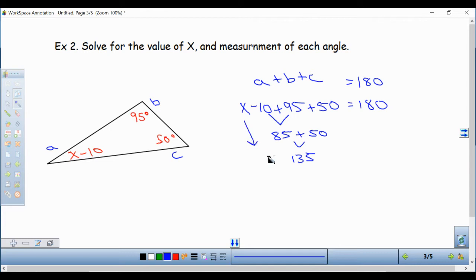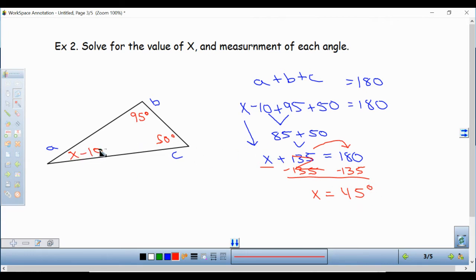Bring down my x, and I've got x plus 135 equals 180. This is an easy one-step equation. So I want to get my x by itself. So I've got to move my 135 to the other side. Subtract 135 from both sides. These zero out. And I get x is equal to 45. So x is 45 degrees, but that is not the measurement of angle A.